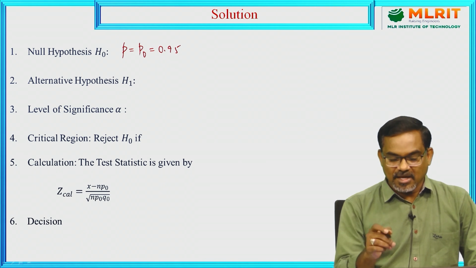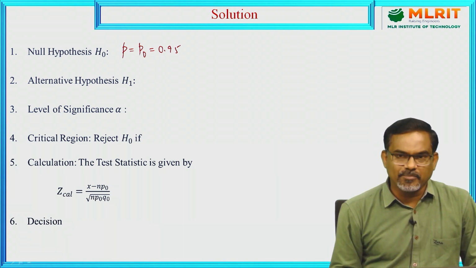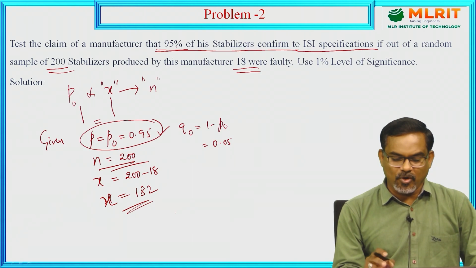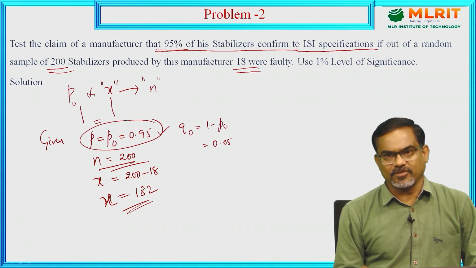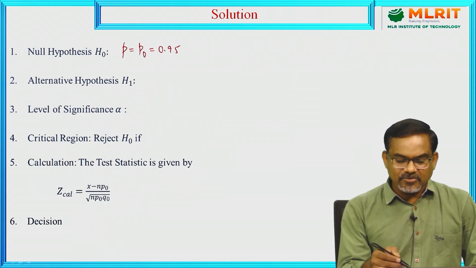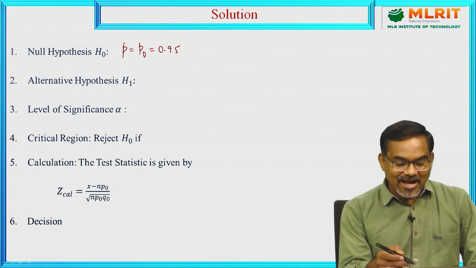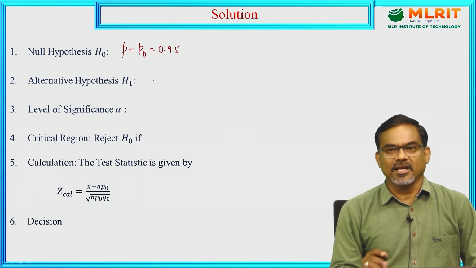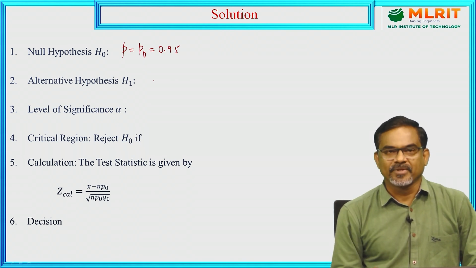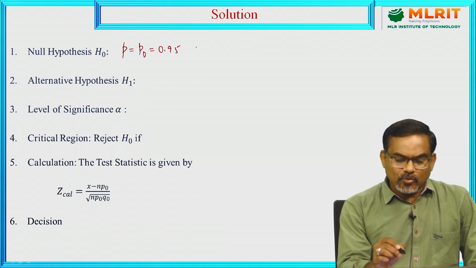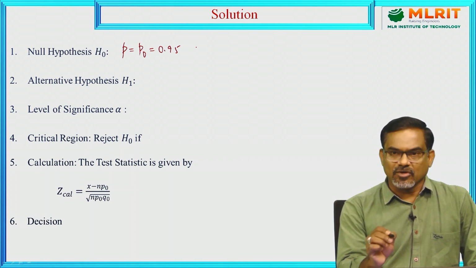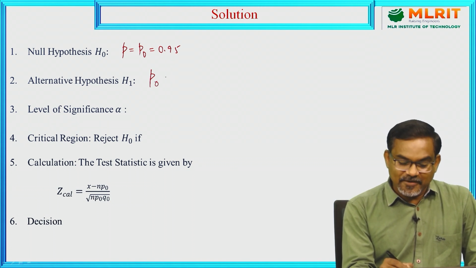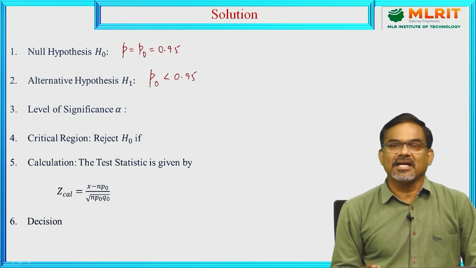Alternative hypothesis. As we know, there are 3 types of alternative hypothesis: less than type, greater than type, not equal to type. But here in the given problem, we need to test the claim of the manufacturer. And one more thing, we always try to reject the null hypothesis, so our alternative hypothesis should be considered in such a way that it rejects the null hypothesis. It should be exactly the opposite one. So, to prove that the manufacturer's claim is wrong, we have to consider the proportion of good stabilizers is less than 0.95. Less than type we need to consider.